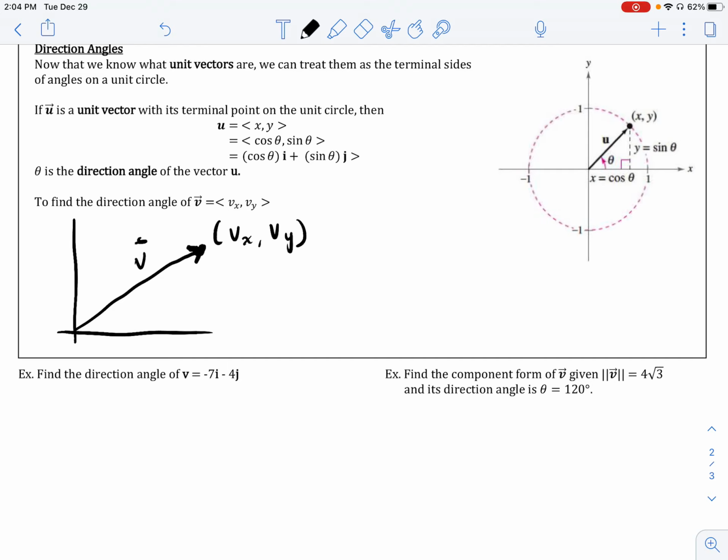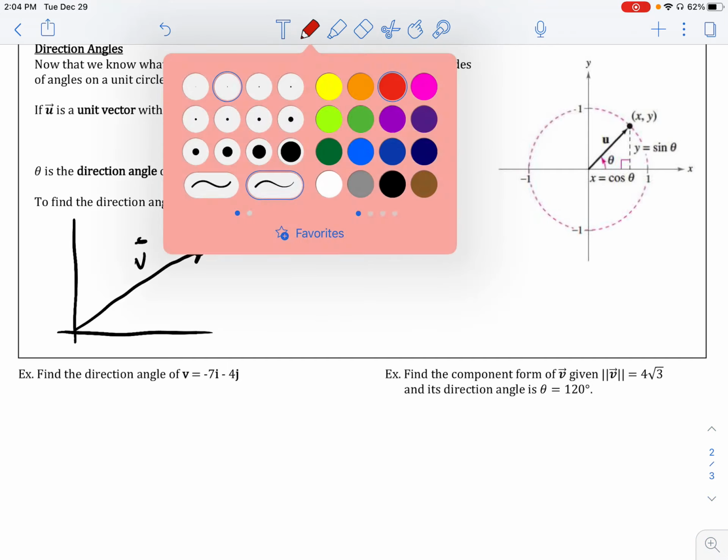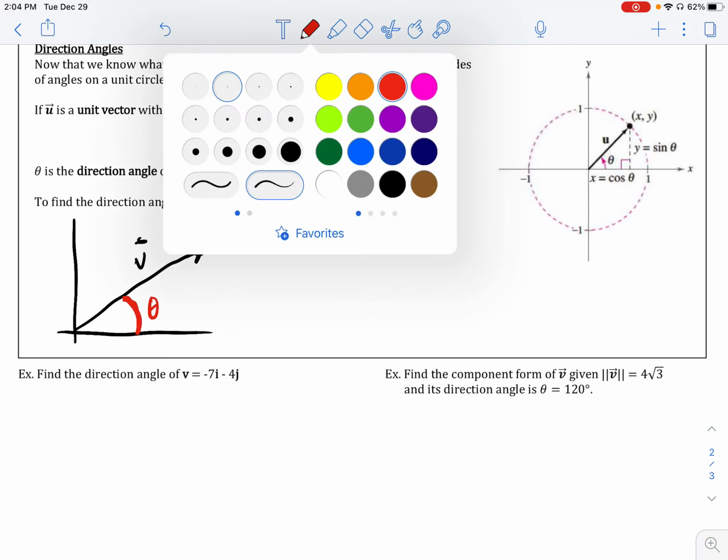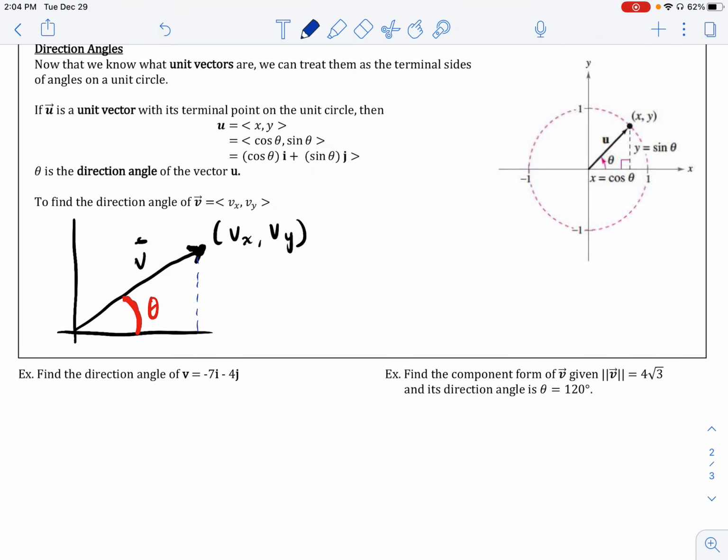And if that is our vector v, the question that I would pose is, how could I find this angle here? What would theta be? What can we use? Well, again, if we think back but not too far, I could drop a vertical down and treat this as a right triangle. And this side of the triangle is our x value, or x component, our horizontal component, v sub x, and our vertical component here is v sub y.